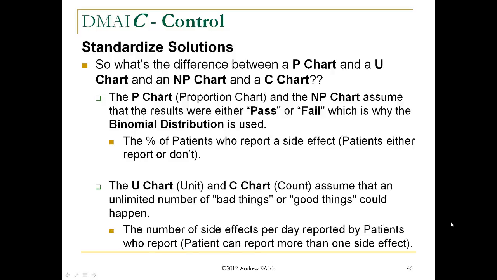The U chart and C chart assume that an unlimited number of bad things or good things could happen. So consider the number of side effects per day reported by patients who report: a patient can report more than one side effect. So one patient could have 3 side effects, one could have 1, one could have 10.